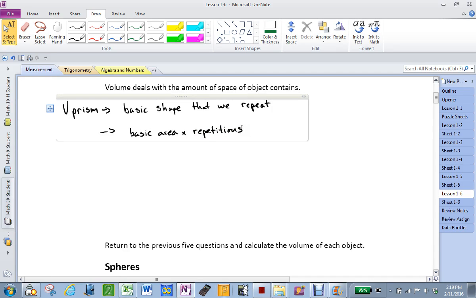Now, in math, we are lazy. Because we can grow that shape in any direction in the universe, can't we? But there's no math word for that. So what do we say? We're going to stack it up. And we call it height. Everybody cool with that? So every prism is the basic area. Now when I say basic, do I necessarily mean the bottom? No, I mean the shape that I start with.